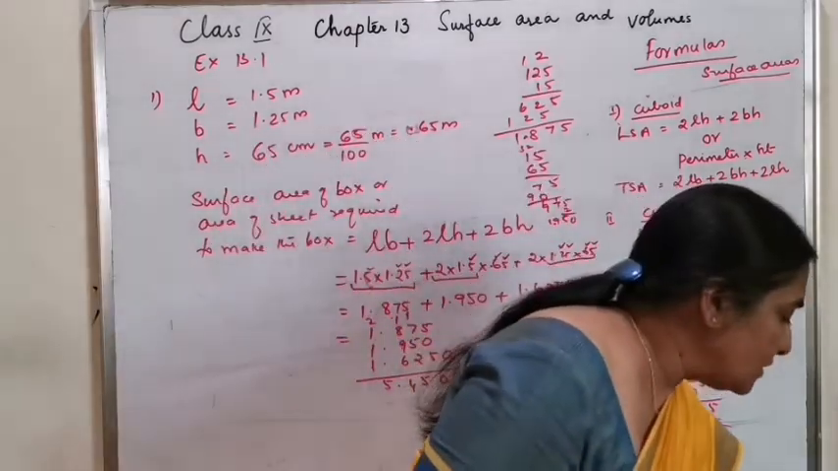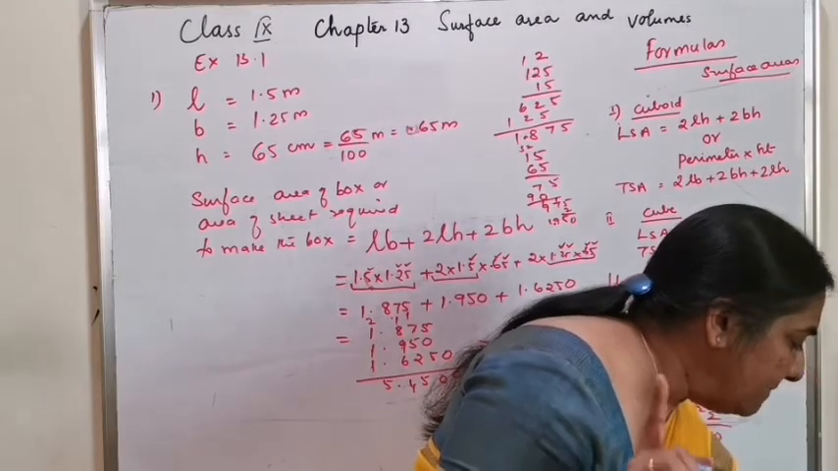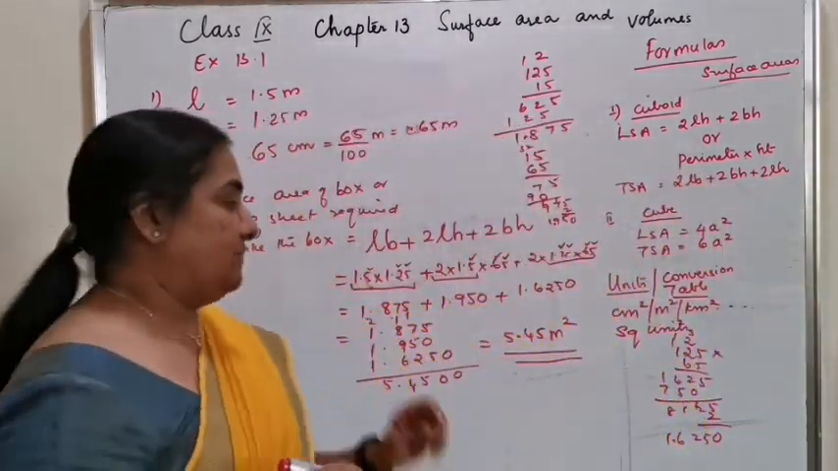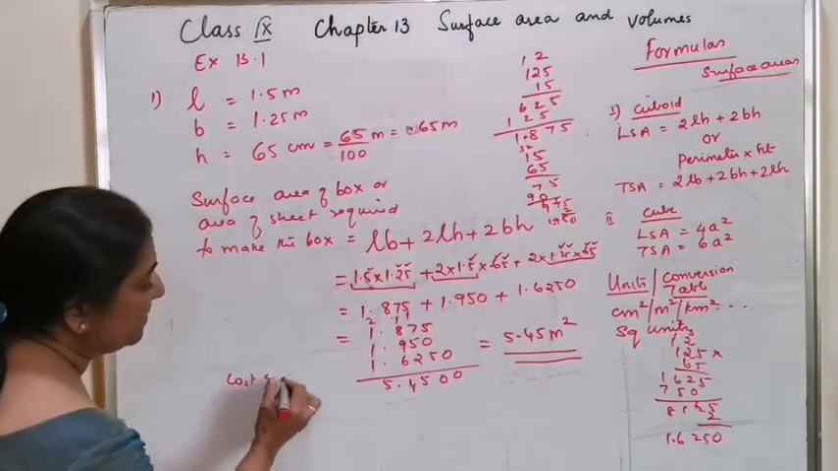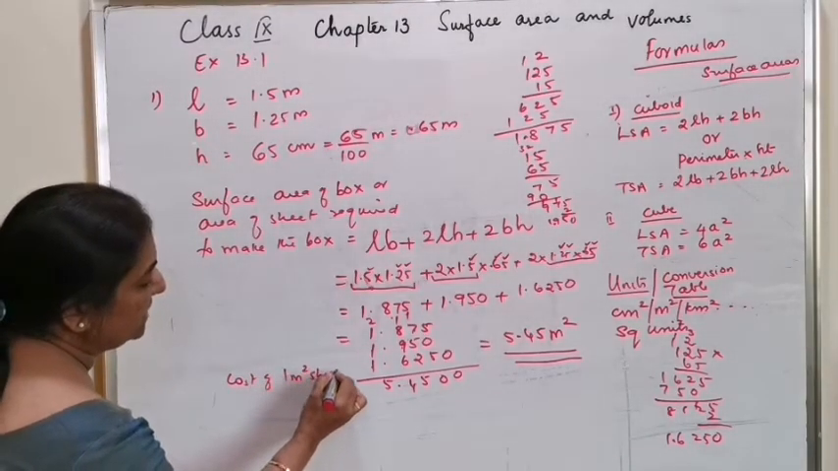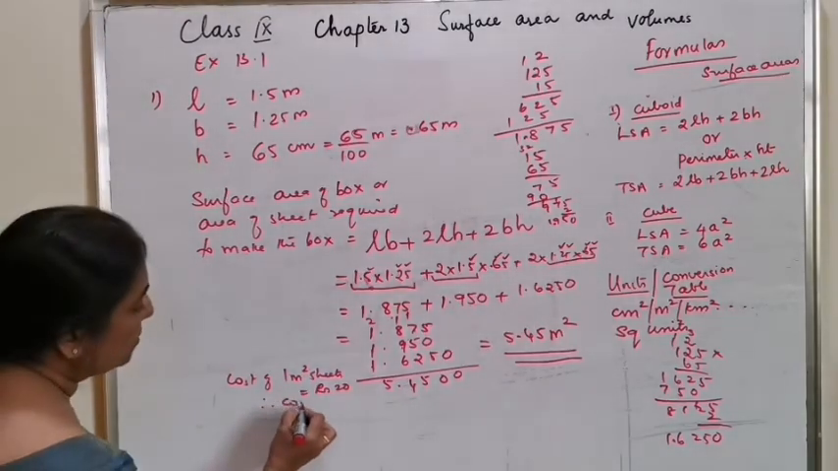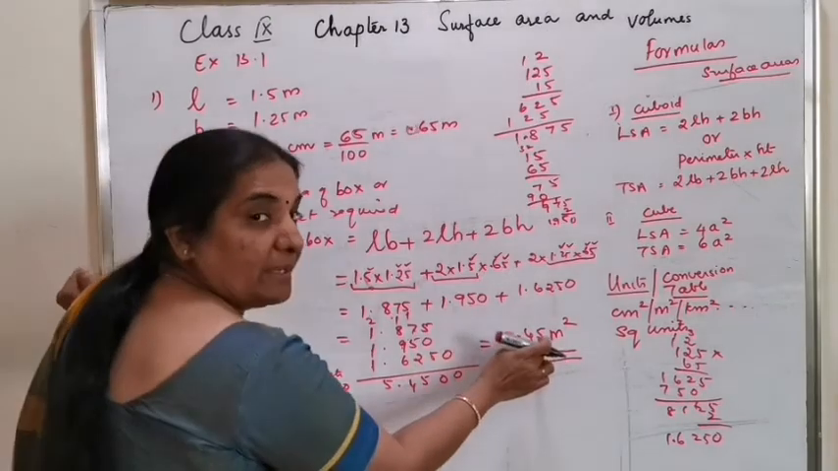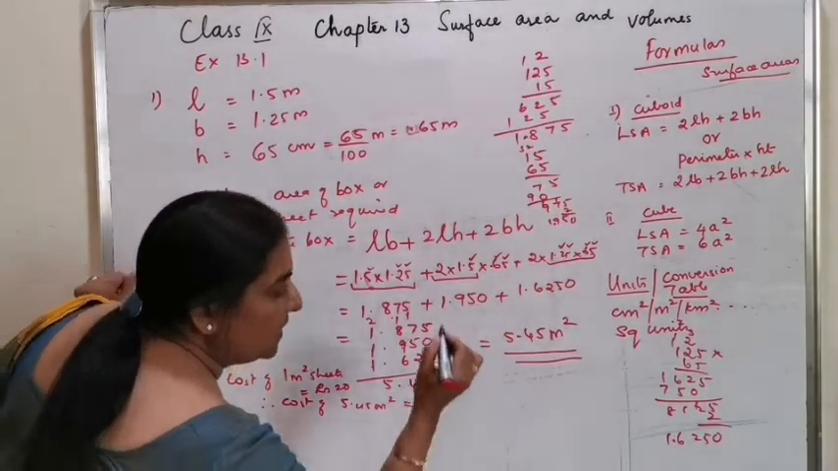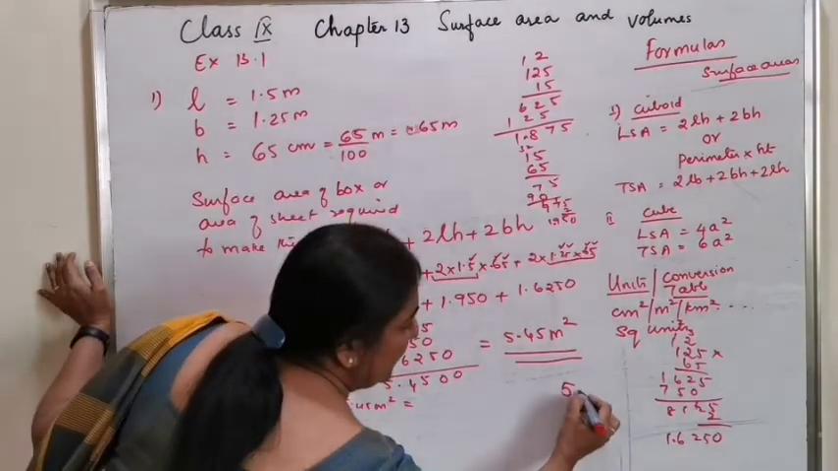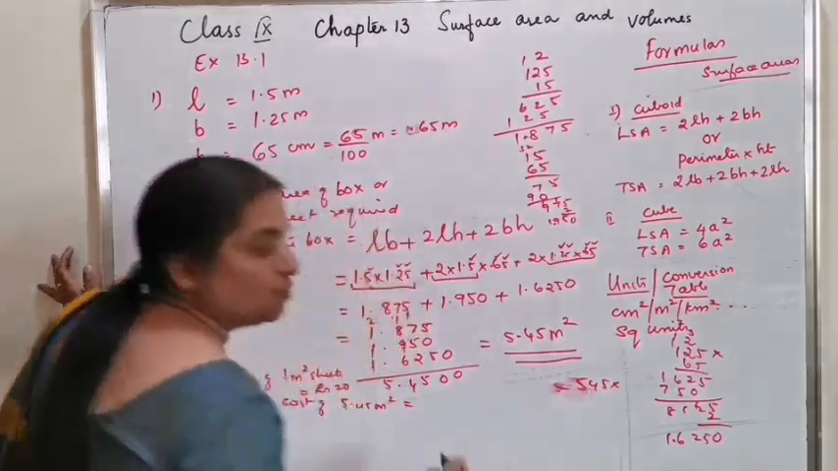The next is the cost of the sheet. If the sheet measuring 1 meter square costs rupees 20, how do you present the statement? Cost of 1 meter square sheet is equal to rupees 20. Therefore, cost of how many meter square are you using? 5.45 meter square is equal to, again the same way, 5.45. You just multiply 545 into 20.